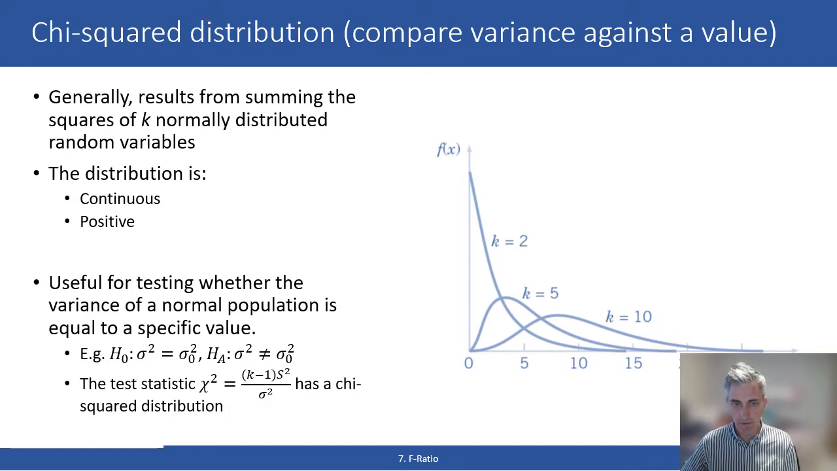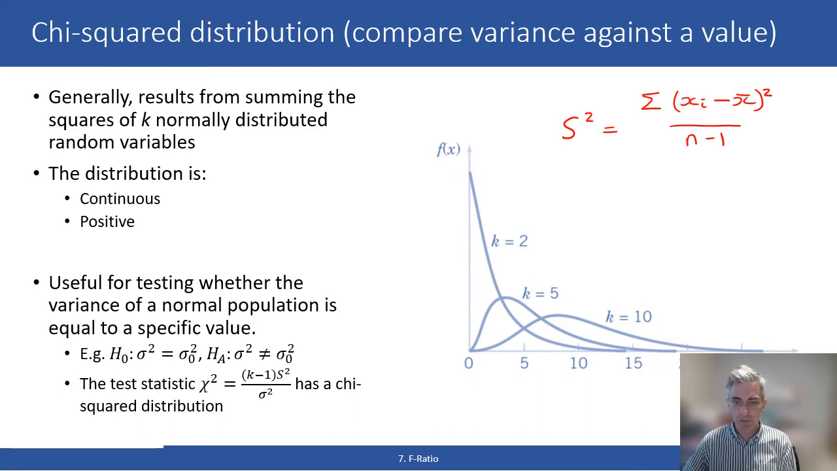So we know that the variance of a sample, S squared, is equal to the sum of the individual measurements that we have in our sample minus the mean of the sample, squared, divided by n minus 1, where n is the number of samples.